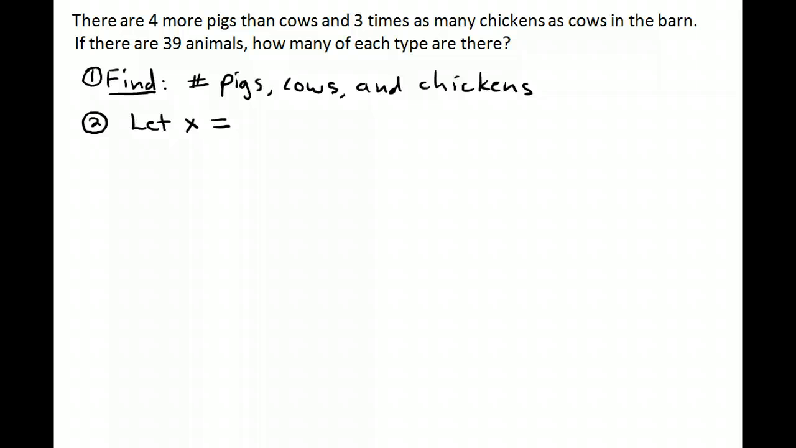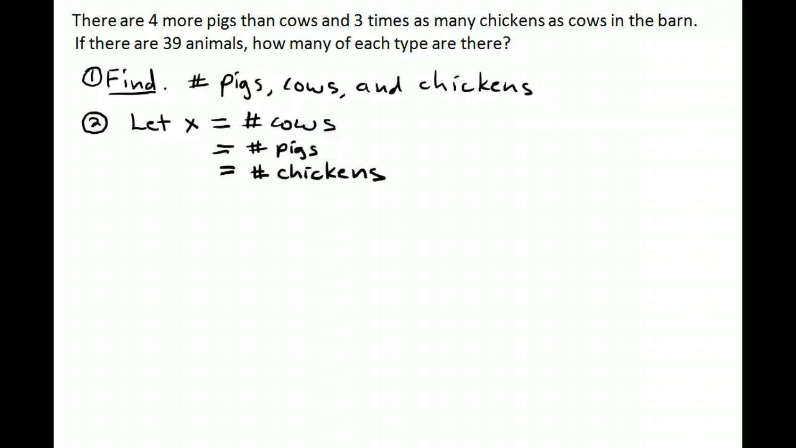There are 4 more pigs than cows and 3 times as many chickens as cows in the barn. If there are 39 animals, how many of each type are there? Well, the first thing you need to ask yourself is, which one do I know the least about? If I say, tell me something about the number of pigs, you'd say, well, there's 4 more pigs than cows. Tell me something about the number of chickens. You'd say, well, there's 3 times as many chickens as cows. If I say, tell me something about cows, there isn't something that is really obvious. You don't really know anything about the cows. So that's what we're going to start with. We're going to start with letting x be the number of cows.